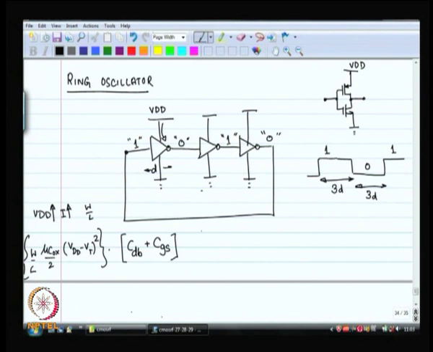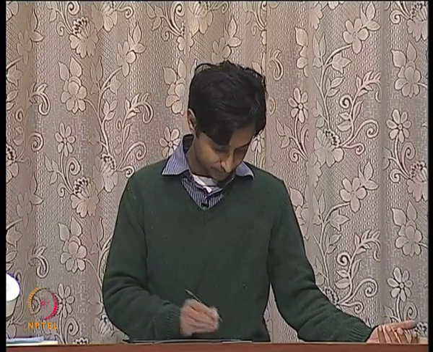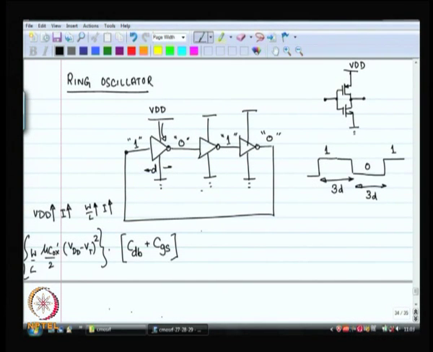Also, when W by L increases, I increases. Cox increases, I increases, which basically means that if I make the thickness of the oxide layer smaller, then I will increase. This is per unit area. Mu, the mobility, if I increase the mobility, then also I will increase, etcetera, etcetera. You can figure this out. And so that is the current. This current has to charge a capacitor, and that is what you have over there. You get a delay. Right. So, this is the analysis from this perspective.